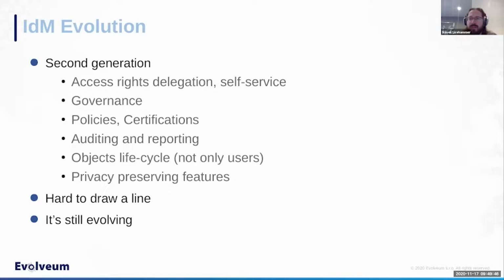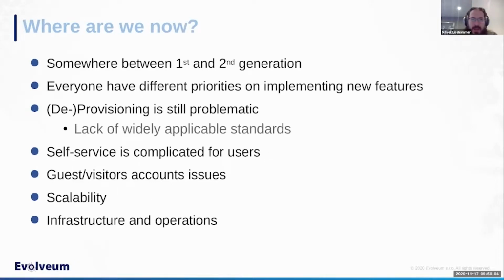But to be honest, it's really hard to draw a line there. It's really hard to know where the second generation begins and ends because it's still evolving. So it's still a bit fuzzy and we have to wait a bit before this is set in stone. But the important thing is, where are we now? Usually for most of us, we are somewhere between the first and second generation, and it's because the second generation is quite wide. So everyone is just picking things from there based on their priorities and what they need to solve at the moment.